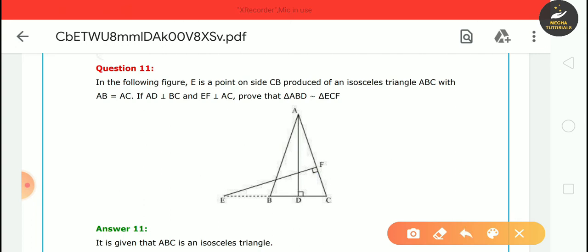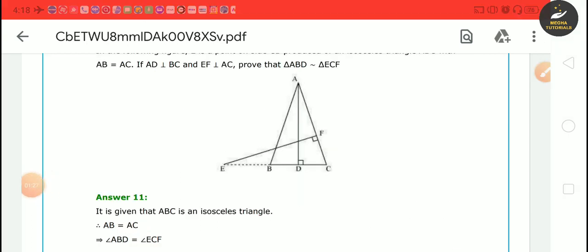And also in triangle ABC, AB is equal to AC. Therefore angle B is equal to angle C. Triangle ABC is isosceles, therefore base angles are equal. Now in triangle ABD and triangle ECF, one angle is 90 degree and angle B is equal to angle C because of isosceles triangle. Therefore using AA test, these two triangles are similar. Now please see the solution.